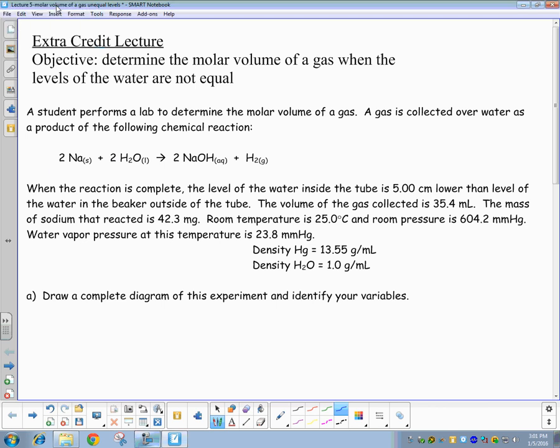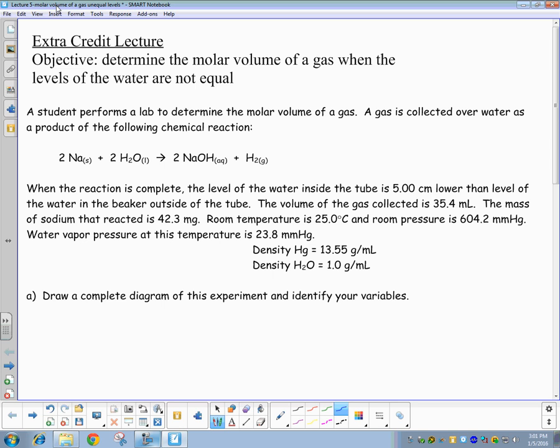Today we will be discussing the extra credit lecture for our gas laws unit. The extra credit lecture is based off of a concept that you have already learned. Earlier in our unit we discussed determining the molar volume of a gas when the water levels were equal.